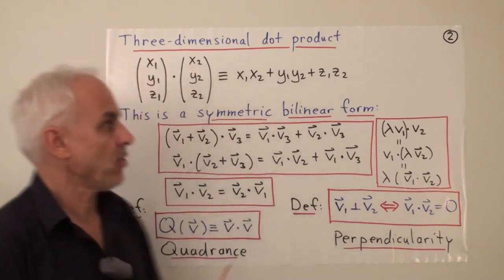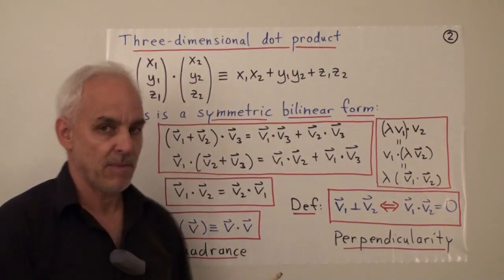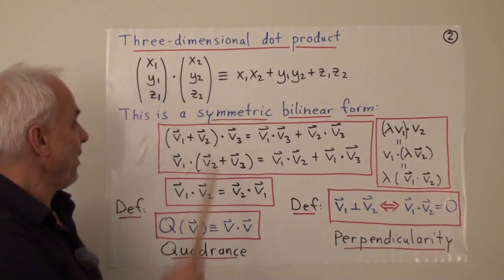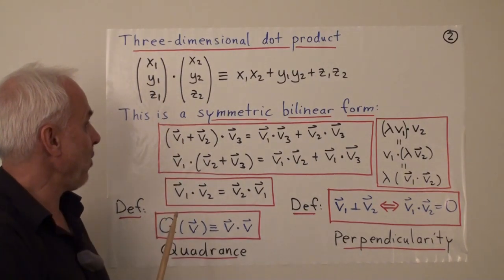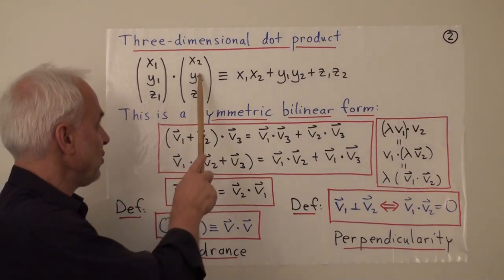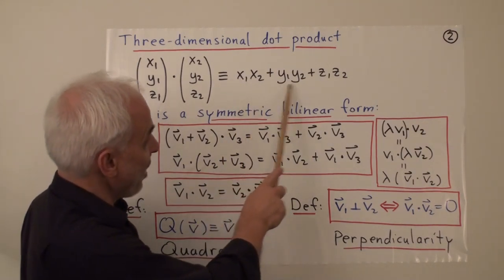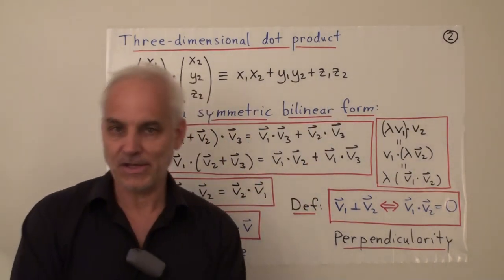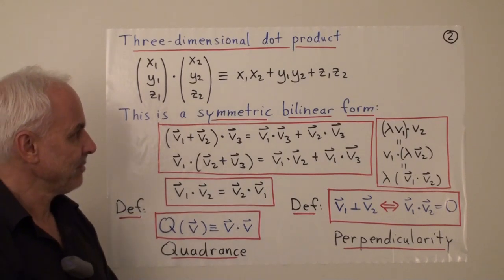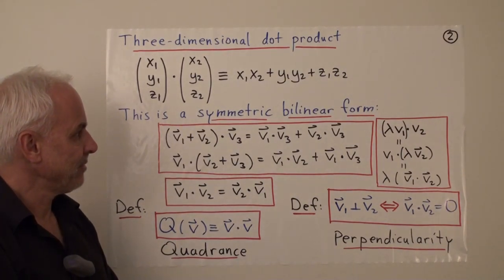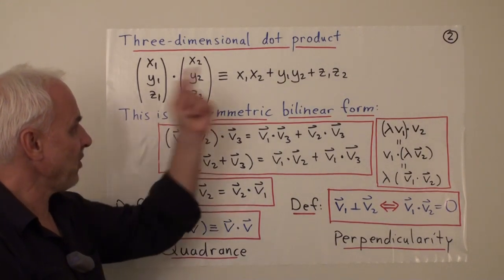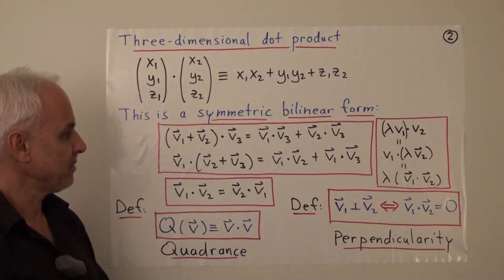So we're going to start with this definition of the dot product. The vector x1, y1, z1, dotted with the vector x2, y2, z2, is the number x1 x2 plus y1 y2 plus z1 z2. Two vectors dotted together give us a number.